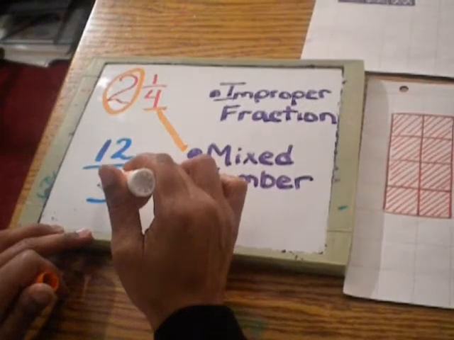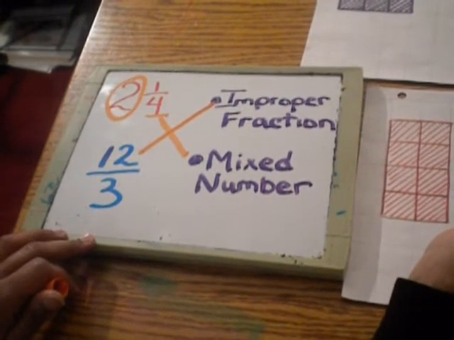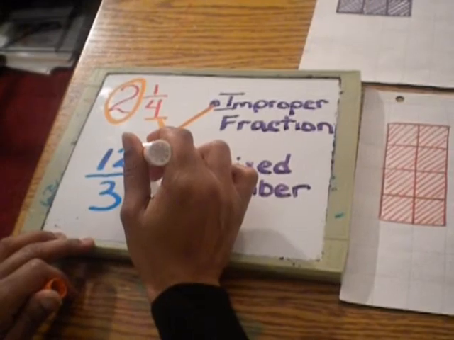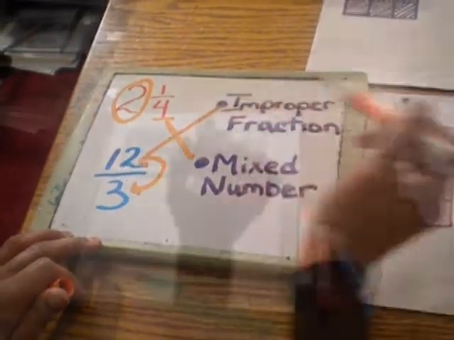12/3 is called an improper fraction. An improper fraction is when the numerator is larger than the denominator. Now let's begin our lesson.